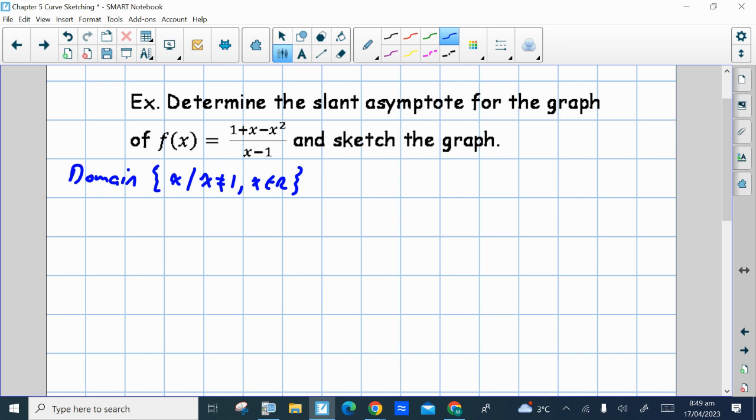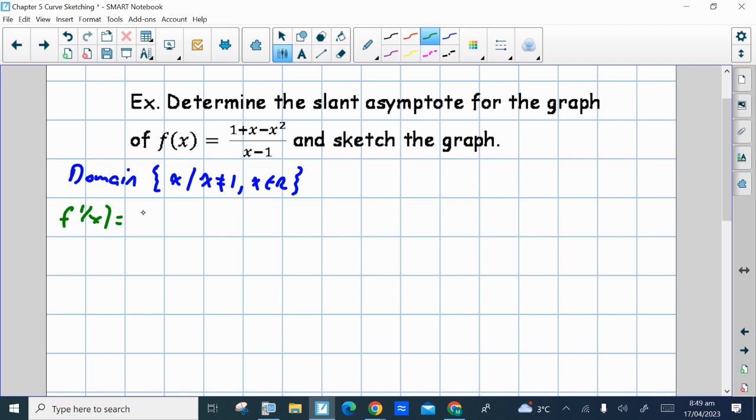Okay, so we're going to find our intervals of increase and decrease. And then also you'll find if there's any max or min values here by finding the first derivative, f prime x. And we'll have to use the quotient rule here because we have a quotient.